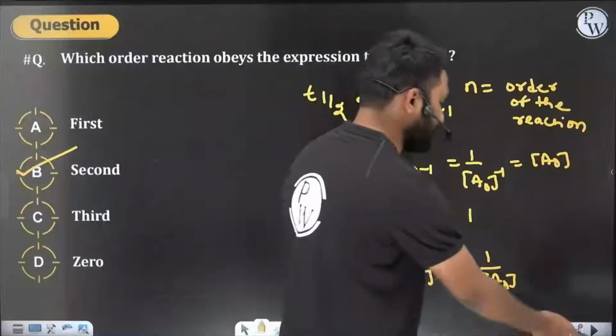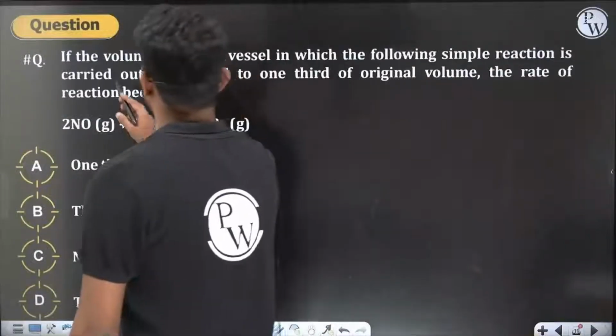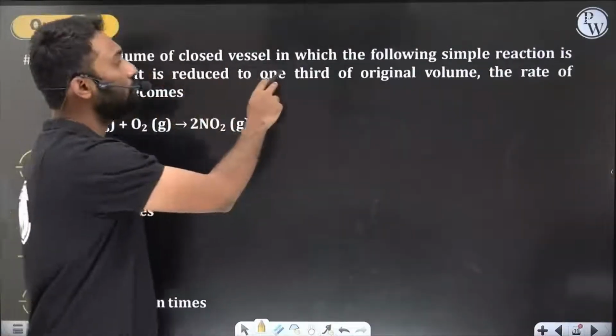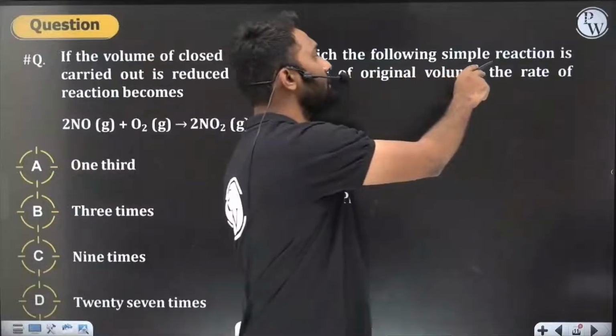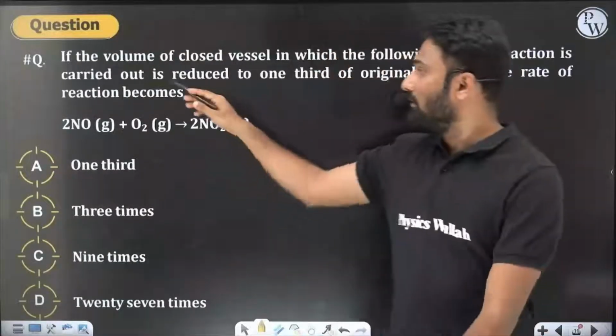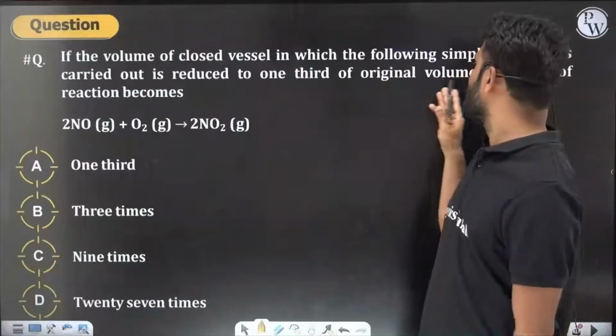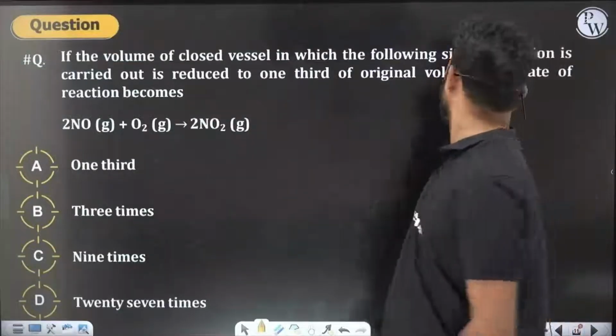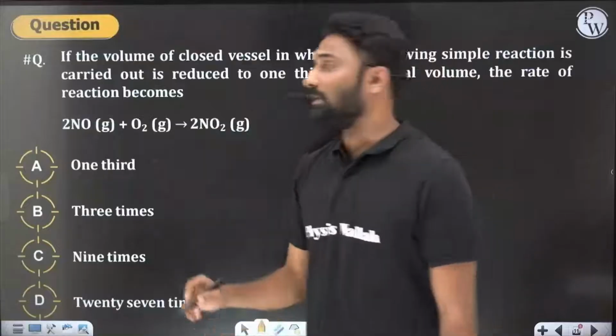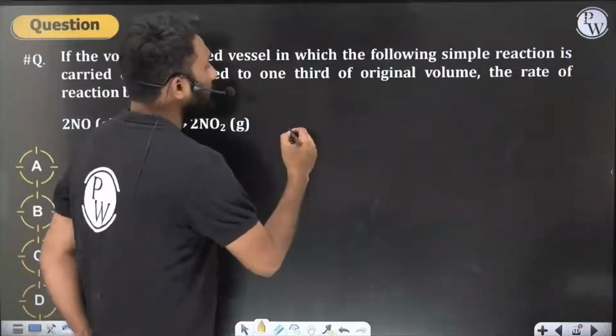Okay, next question. If the volume of the closed vessel in which the following simple reaction is carried out is reduced to 1/3 of the original volume, the rate of reaction becomes? First, the rate law.